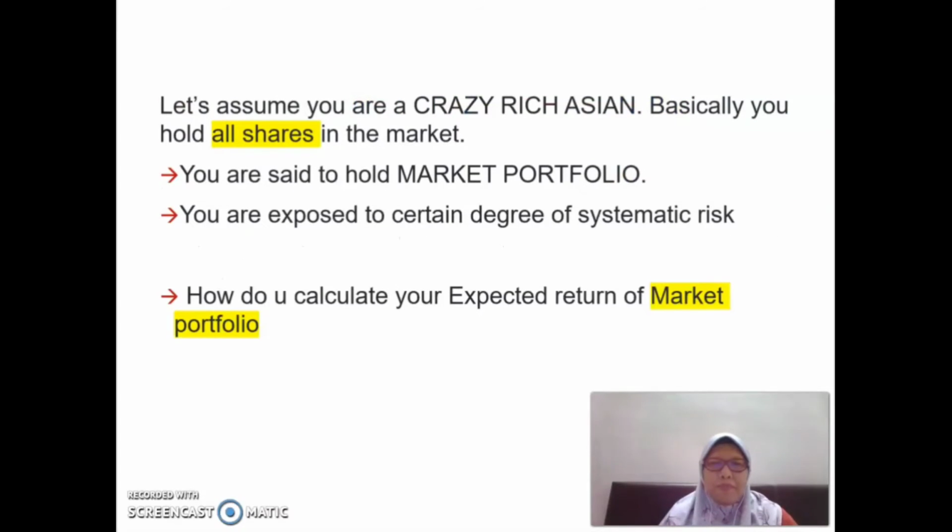Now, let us assume that Tina or you are a crazy rich Asian. Basically, you do not only hold one share, you hold all shares in the market. Here, you are said to hold the market portfolio. Remember, the market portfolio is a portfolio that contains all shares. When you hold all the shares, basically you are exposed to a certain degree of systematic risk, isn't it? Okay, how do you then calculate the expected return of your market portfolio just now? Okay, now how are you doing it?